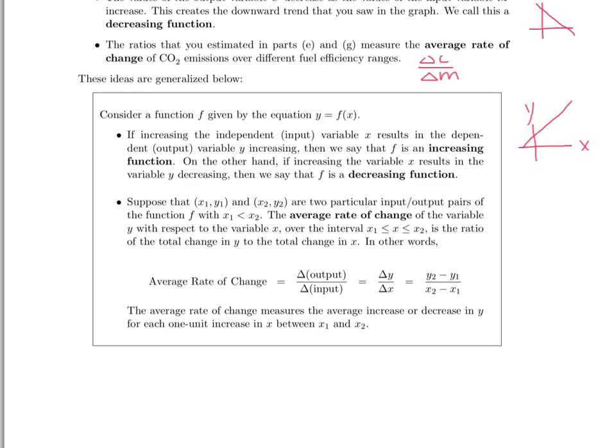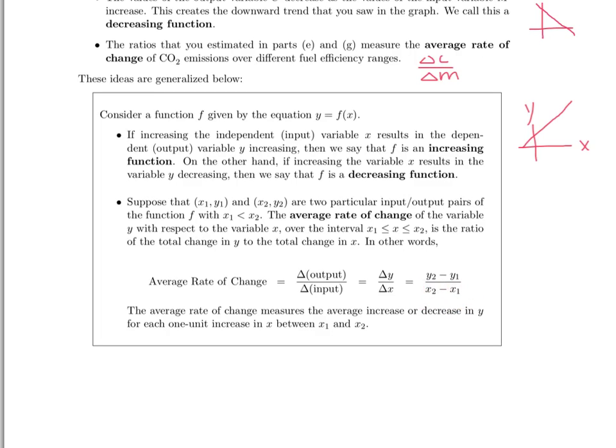In other words, the average rate of change is calculated by taking the total change in the output, remember that's what we did here, divided by the total change in the input. That's what we saw here. We were dividing by the total change in the input. In terms of the letters x and y, it's the change in the y variable divided by the change in the x variable. And remember that total changes are always calculated by taking the final amount minus the initial amount, final amount minus the initial amount.